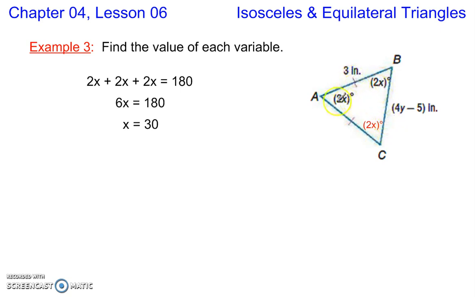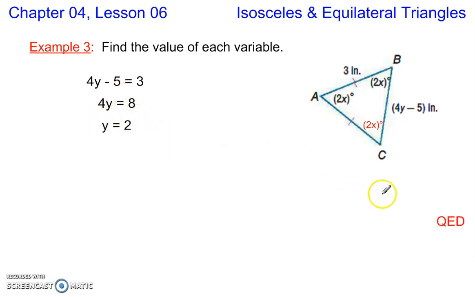Now, since every measure is the same, we know that this has to be an equilateral triangle. So 4y minus 5 is equal to 3. Add 5 to each side, we get 4y equals 8, and y equals 2. It's that easy, ladies and gentlemen.